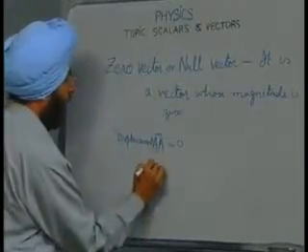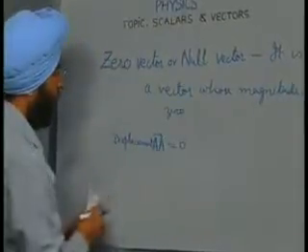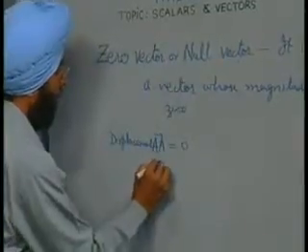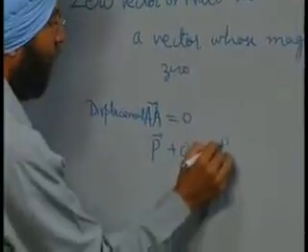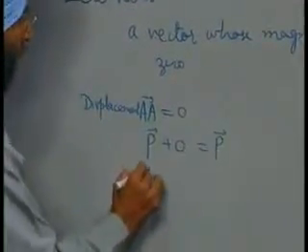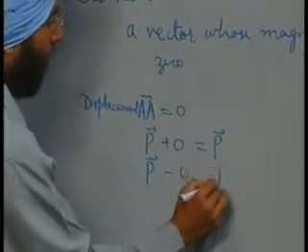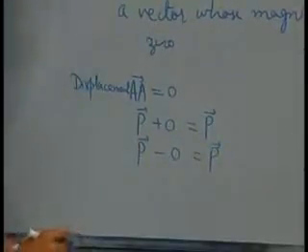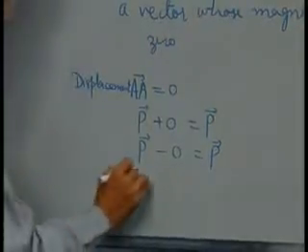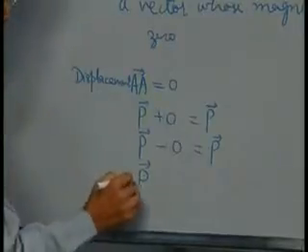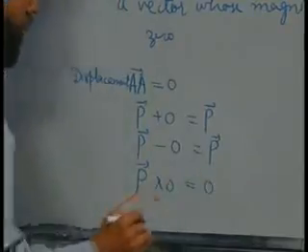If we have a vector say P, P vector plus 0 vector is P vector, P vector minus 0 vector is again P vector. We will learn later on, if we multiply P vector with scalar 0, then we get a 0 vector.